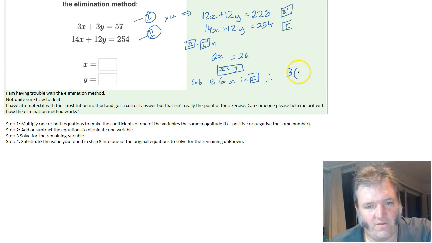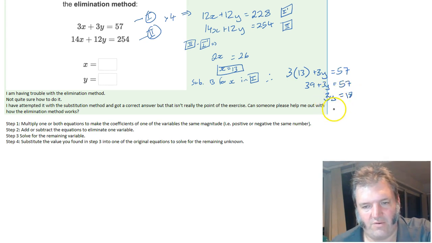Therefore, 3 times 13 plus 3 times y equals 57. 39 plus 3y equals 57. Subtracting 39 from each side, 3y equals 18. And dividing by 3, y equals 6.